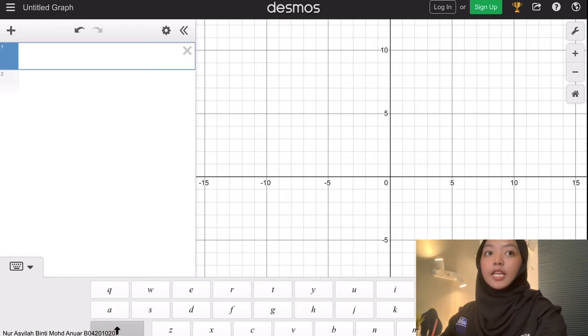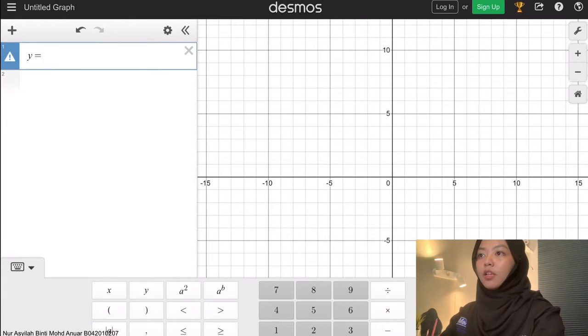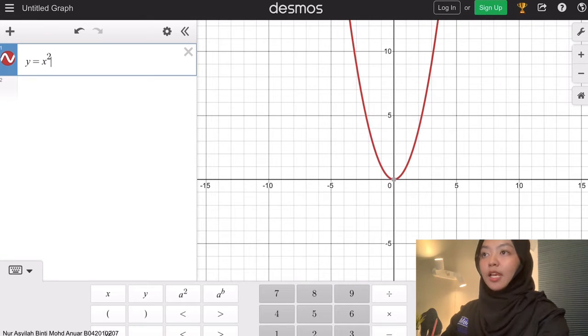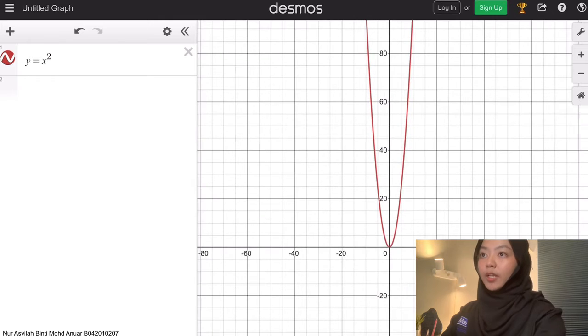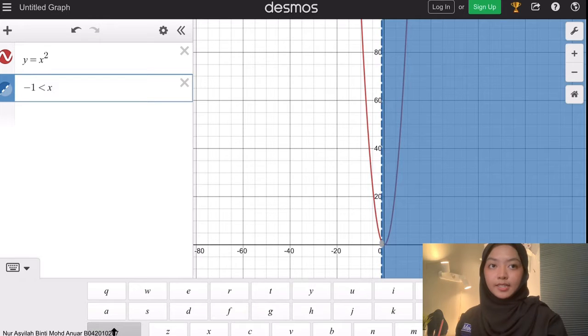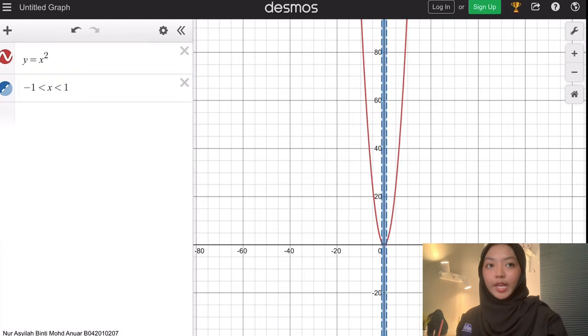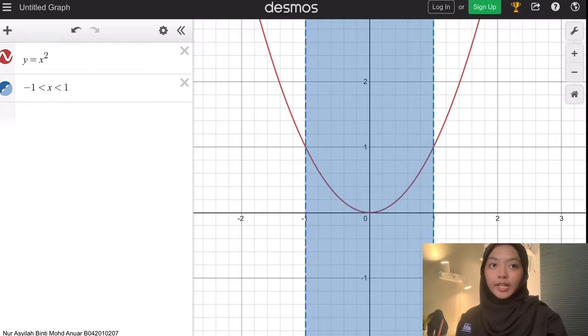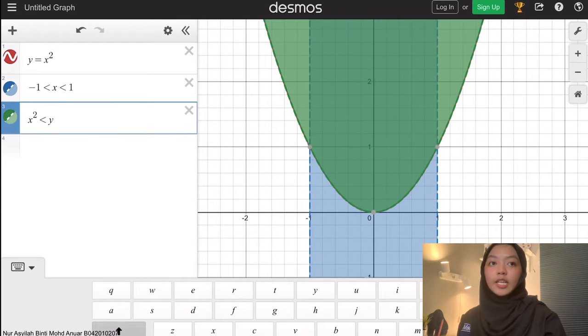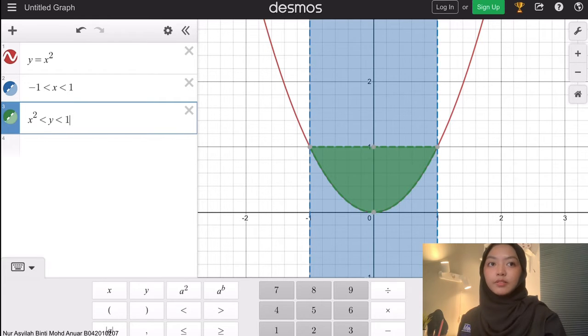I'm going to show you how to create the graph and find the limit for this question from the past year question using the Desmos online calculator. The first step is to insert the question at the first box. So the question is y equals x squared. And as you can see, the red line indicates the parabola graph. And since the question has stated y equals x squared from (-1, 1) to (1, 1), we will insert the information into the second and the third box.